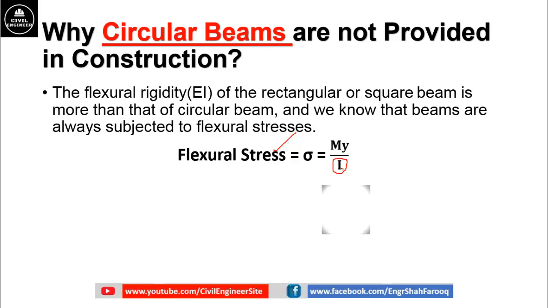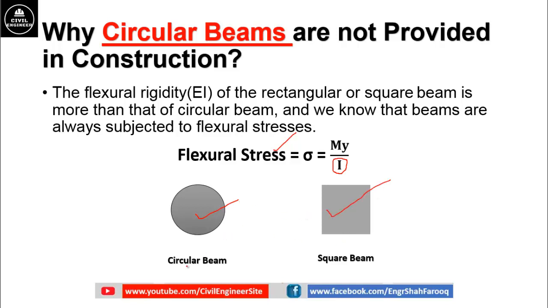For the same dimension beam, the moment of inertia of a square beam is larger than that of a circular beam. And for a beam, the desirable section will be that having high flexural rigidity or moment of inertia. And we have discussed that for the same dimension beam, moment of inertia for a square beam is greater than that of a circular beam. So that's why square beams are preferred over circular beams.